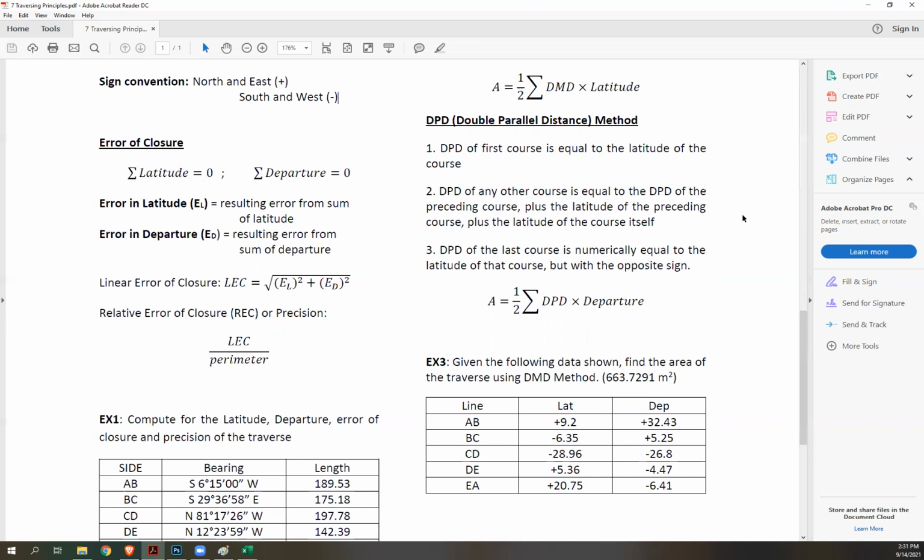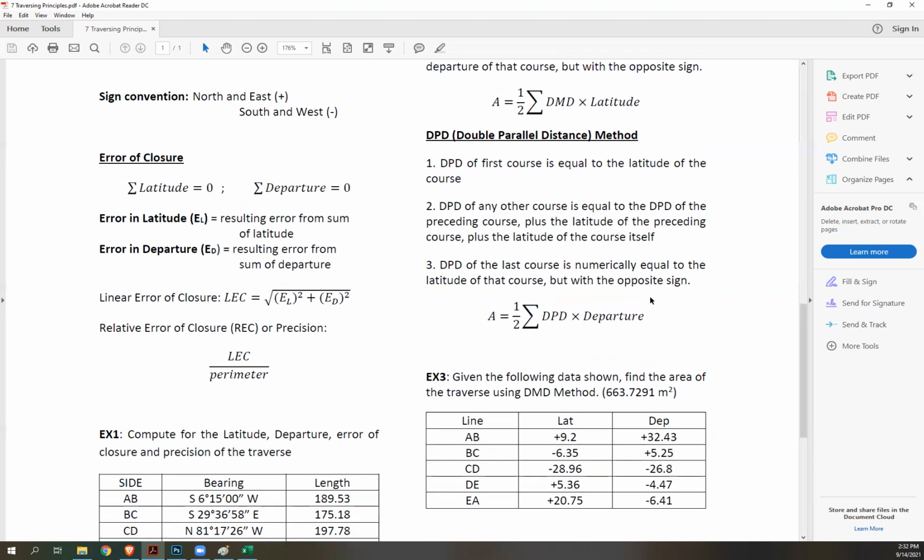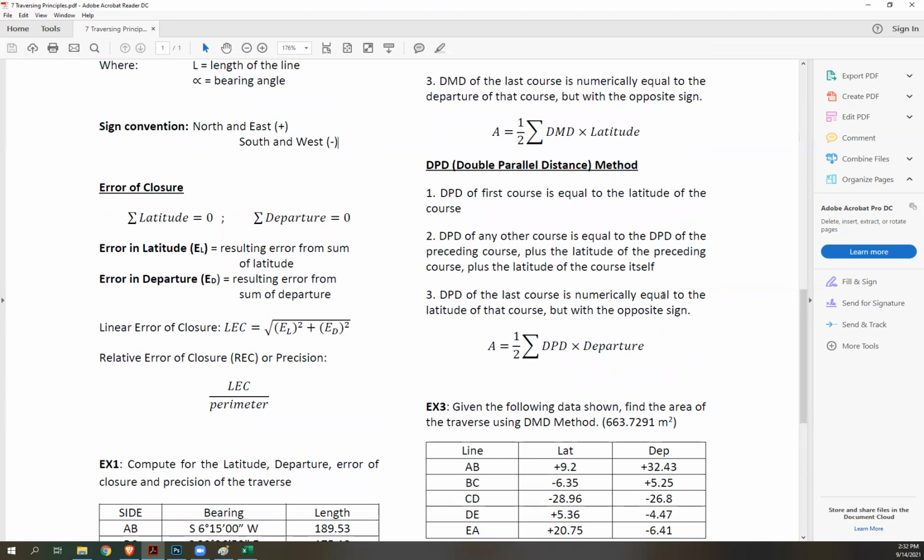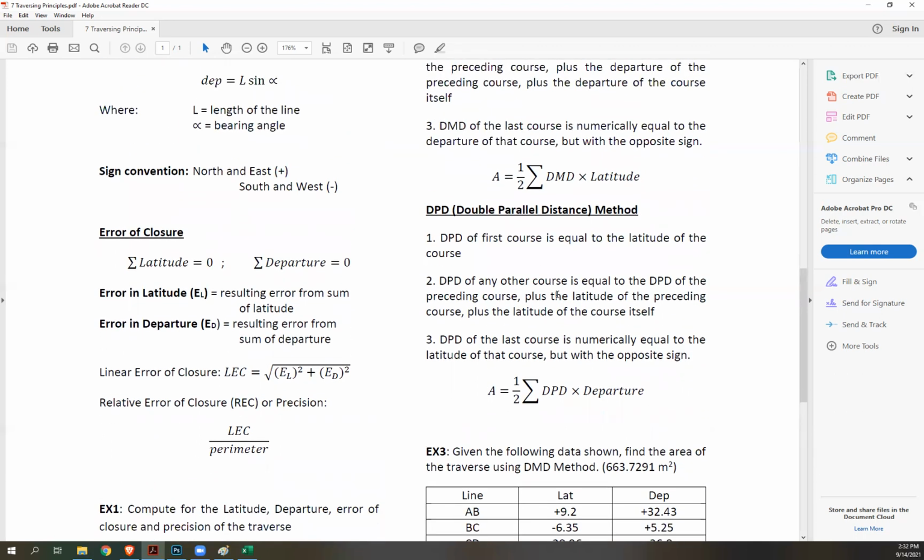So DPD is equal to previous DPD plus previous latitude plus current latitude. And again, repeat that until you get to the last course or last side. And then the DPD of that last course is numerically equal to the latitude of that course, but with opposite sign. Again, I'll show you what that looks like later. And area is just 1/2 times summation of DPD times departure. So they're almost the same. DMD just involves departures. DPD involves latitudes. Okay. So those are your 2 methods.